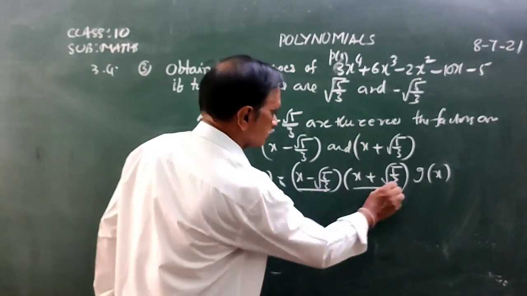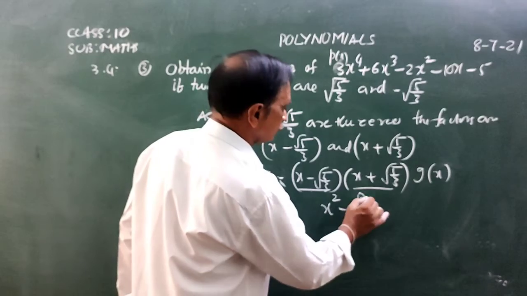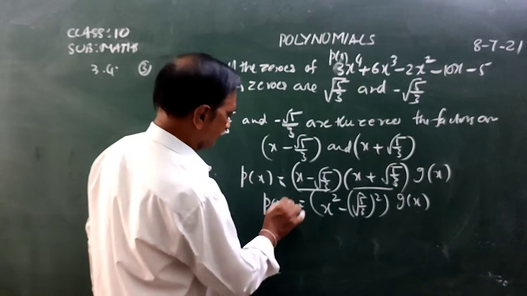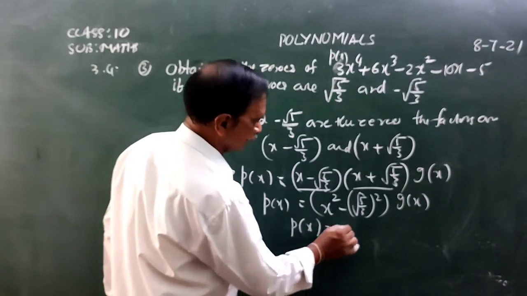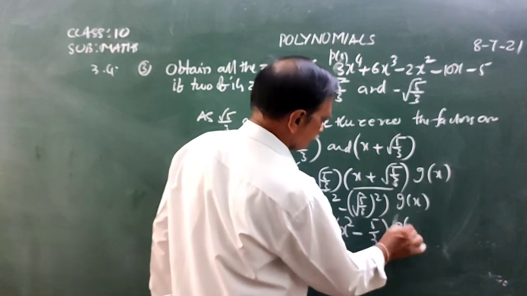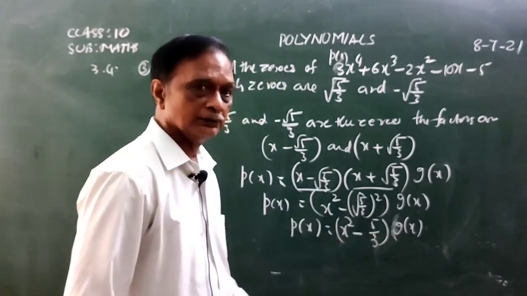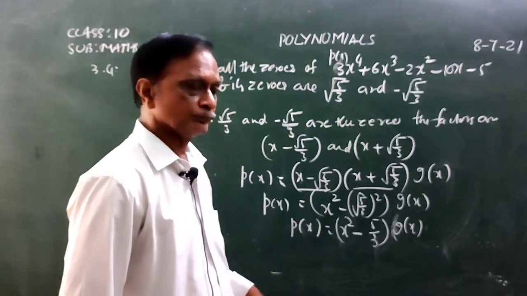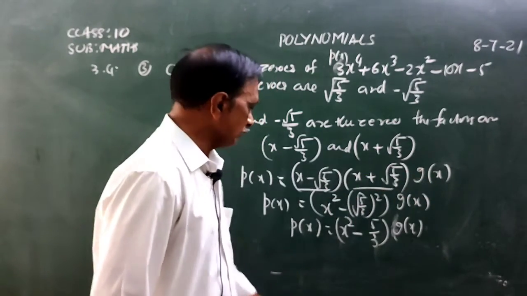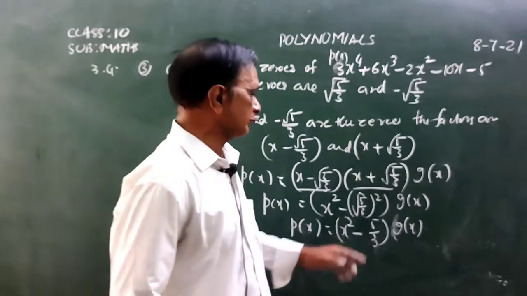But here, what is the product of these two? a minus b into a plus b, a square minus b square. x square minus 5 by 3 into g of x is equal to p of x. So p of x equal to x square minus 5 by 3 into g of x. How do you find g of x? To get g of x, we have to divide this p of x by x square minus 5 by 3. If you transpose this one, it divides p of x. So to get g of x, we have to divide this p of x by x square minus 5 by 3. So now I am going to divide p of x by x square minus 5 by 3.